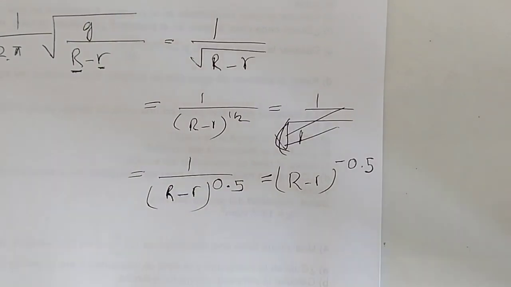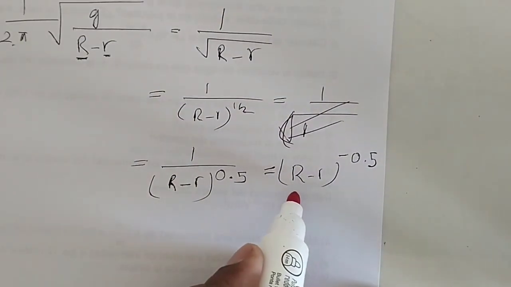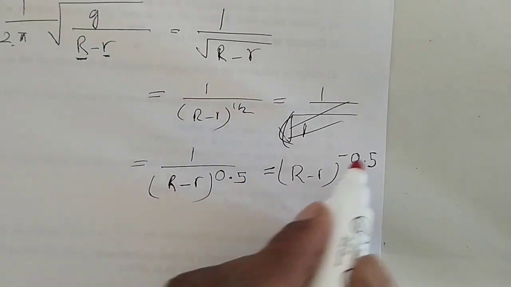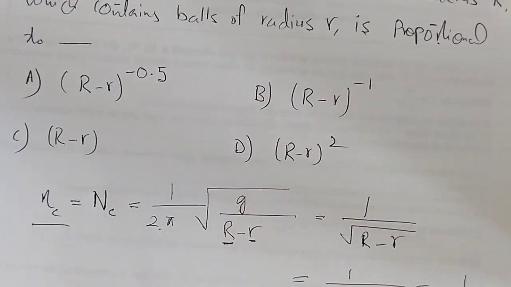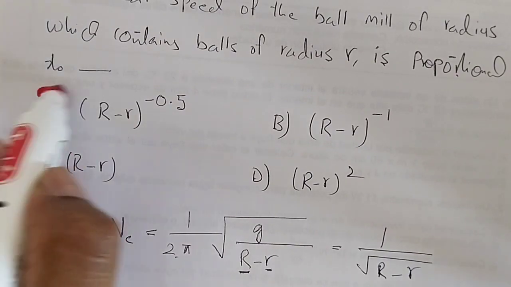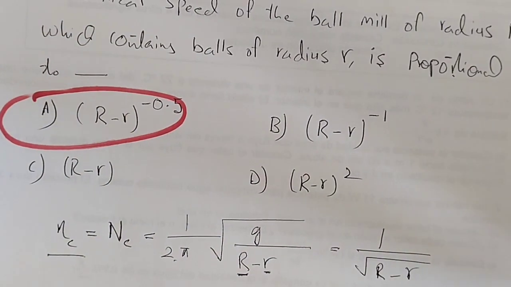So the correct answer is small capital R minus small r raised to minus 0.5. So you can see this is the correct answer.